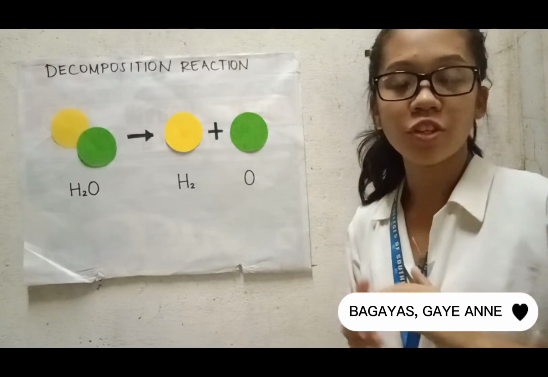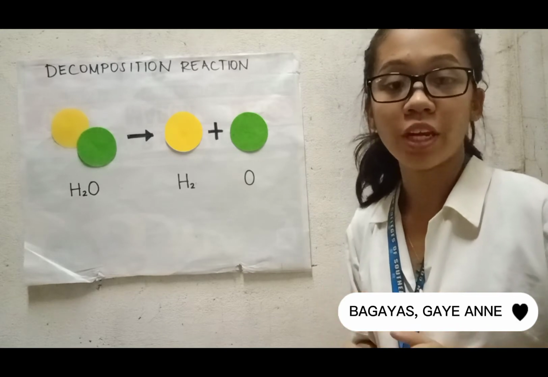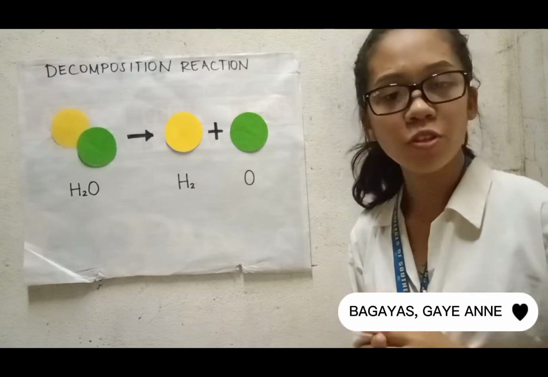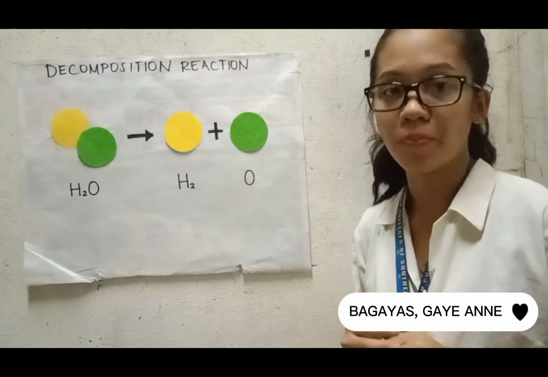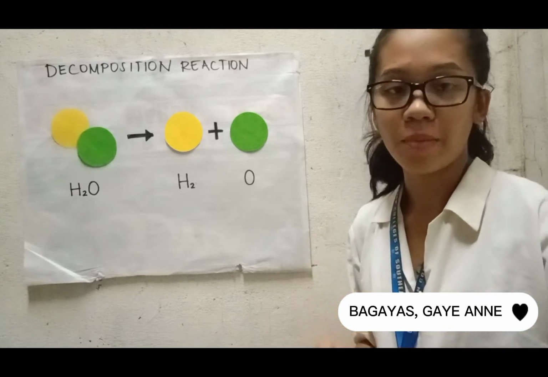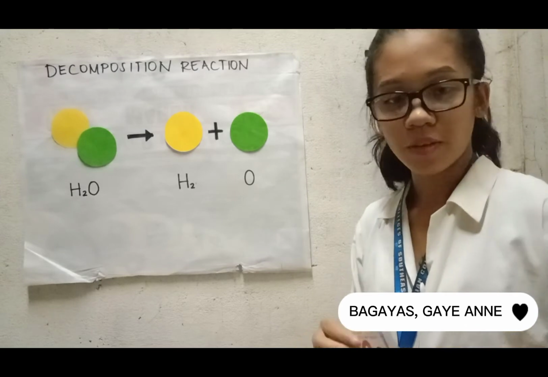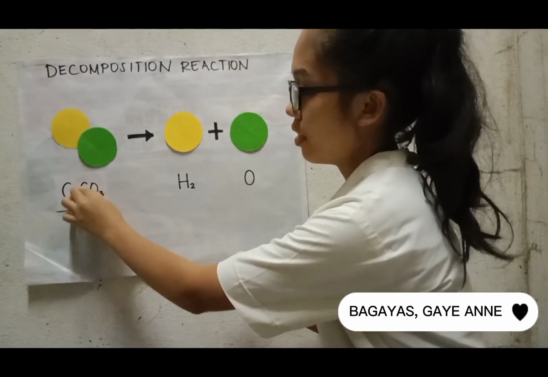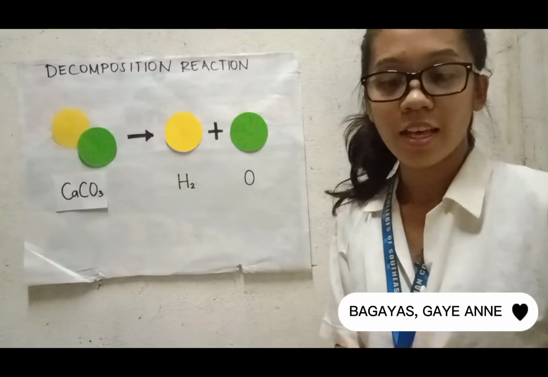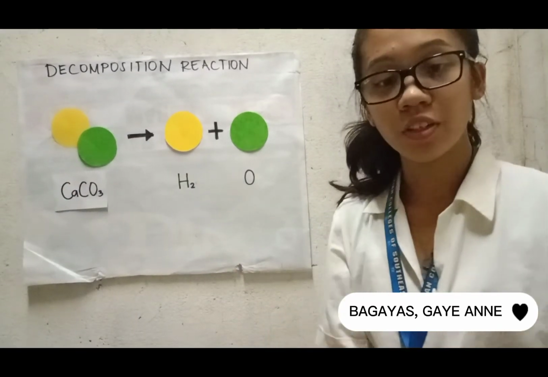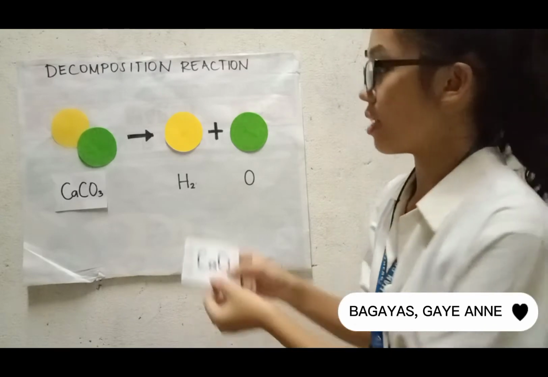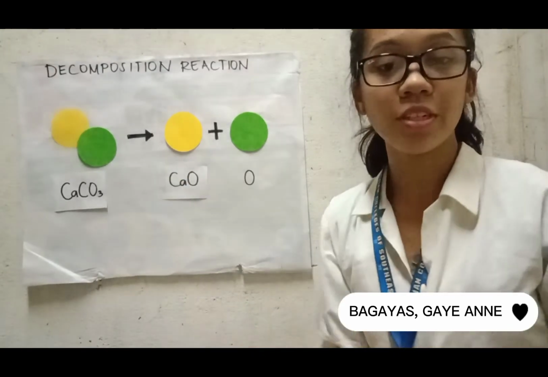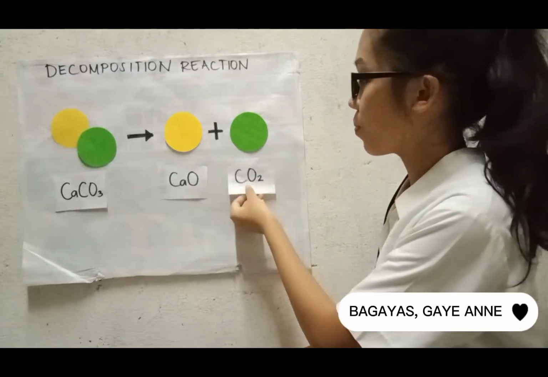However, in a decomposition reaction, you don't have to break things down all the way down to their basic elements. You can also break down just into simpler compounds. I will give you another example. Calcium carbonate is a compound that is composed of calcium oxide, which is CaO, plus carbon dioxide, CO2.